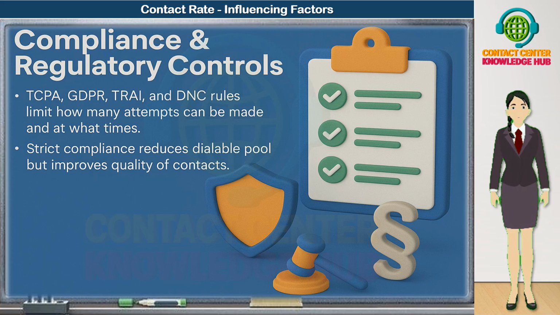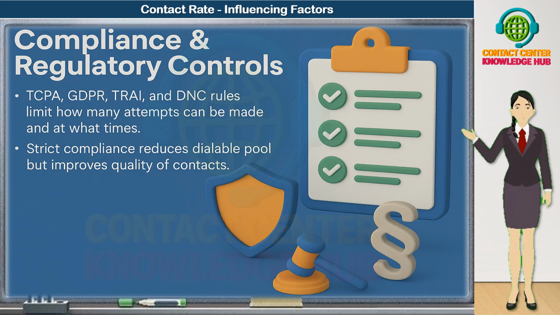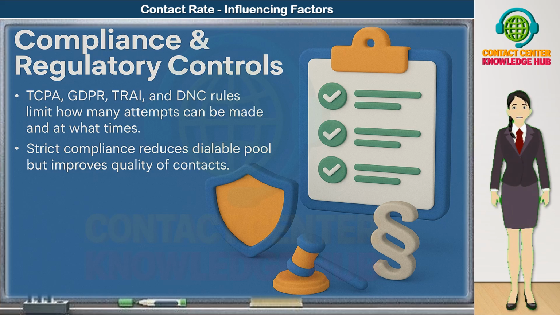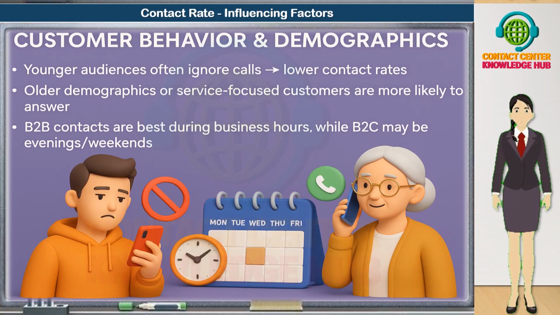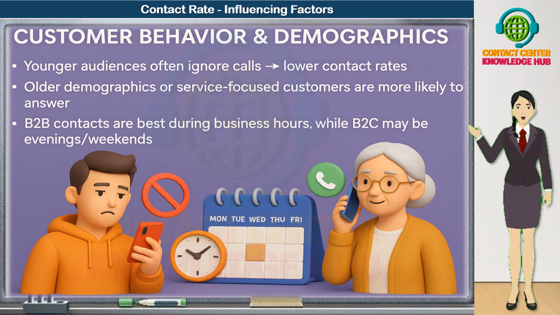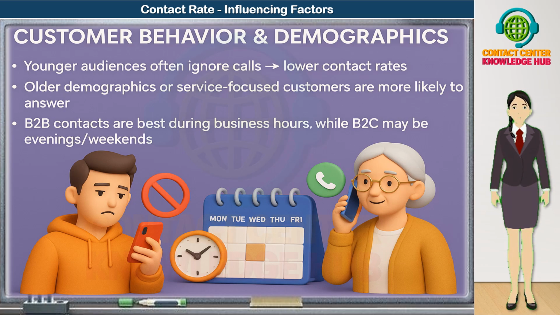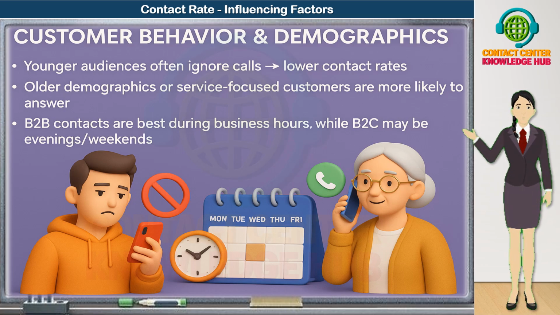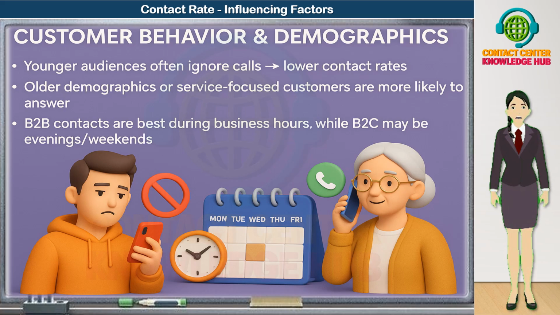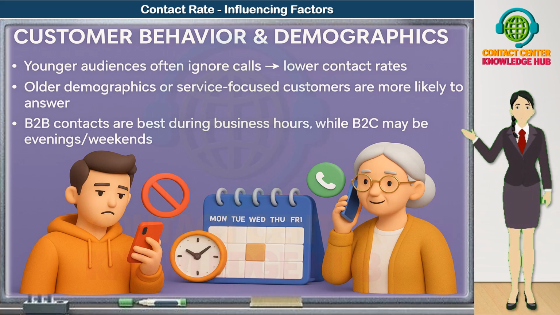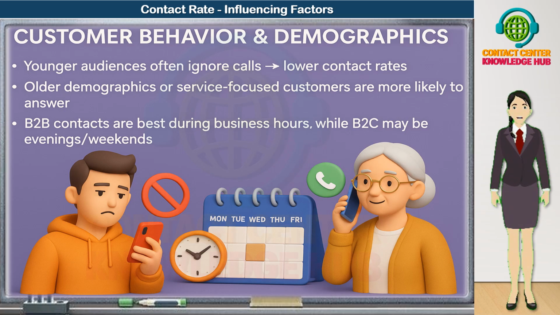The result is a cleaner, safer, and more trustworthy contact rate that reflects responsible outbound operations. Another important influencing factor is customer behavior and demographics. Not all customers respond the same way, and understanding these differences can dramatically improve your contact rate. For example, younger audiences are more likely to ignore unknown calls and prefer communication like text or chat. This often leads to lower contact rates in that segment.